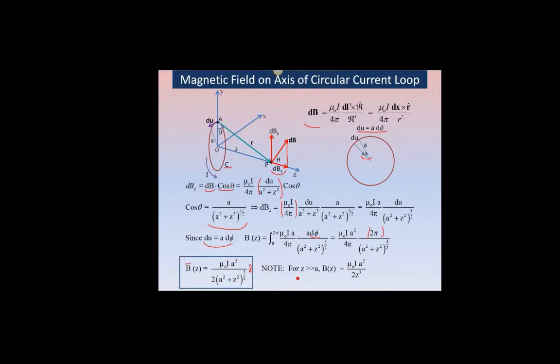What happens if we go far, far away? Well, z gets so large that you can throw a away, and so you combine the z squared with the exponent 3/2, and you end up with z to the third. If you remember the dipole field of a charged dipole, it had a distance dependence of z cubed, and it turns out that this coil, or this circular current loop, is equivalent to a dipole, a magnetic dipole, that's pointing along the axis.